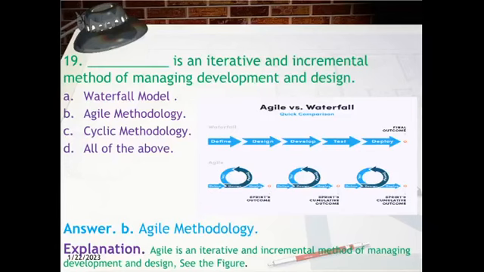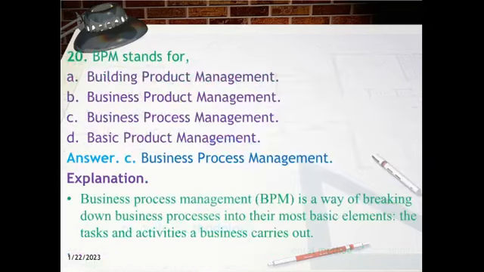19. Which is an iterative and incremental method of managing development and design? A. Waterfall Model, B. Agile Methodology, C. Cyclic Methodology, D. All of the above. Answer: B. Agile Methodology. Explanation: Agile is an iterative and incremental method of managing development and design. See the figure.